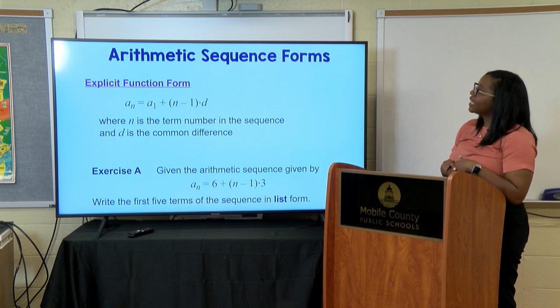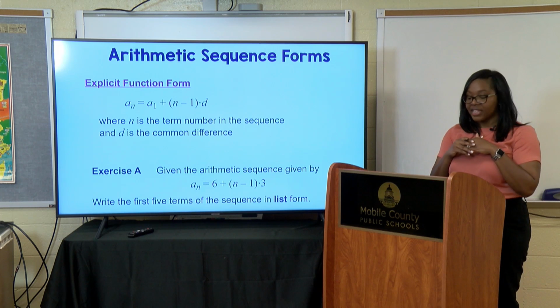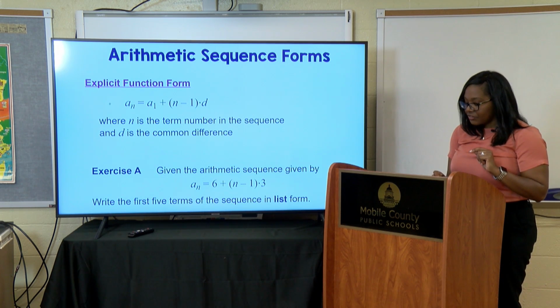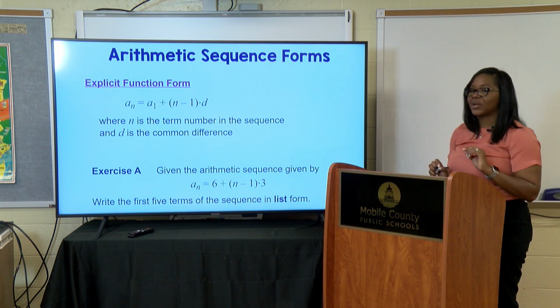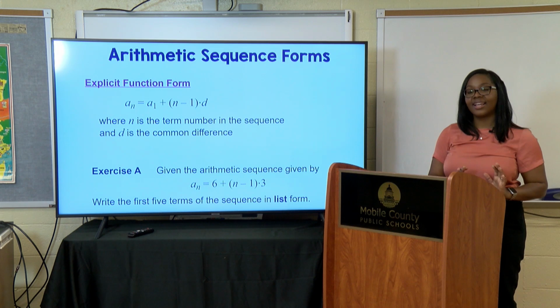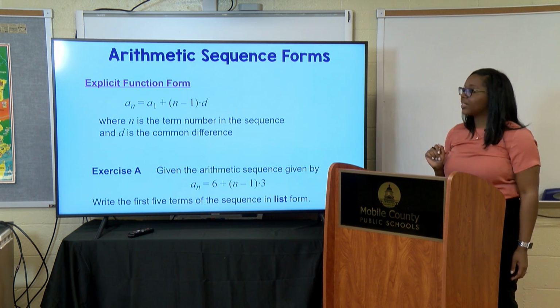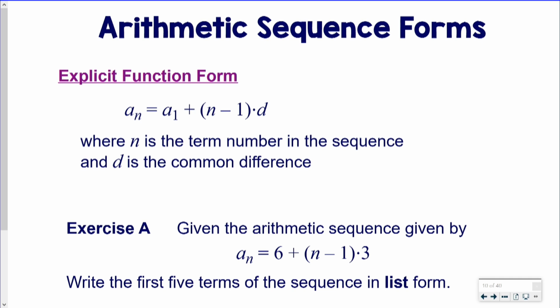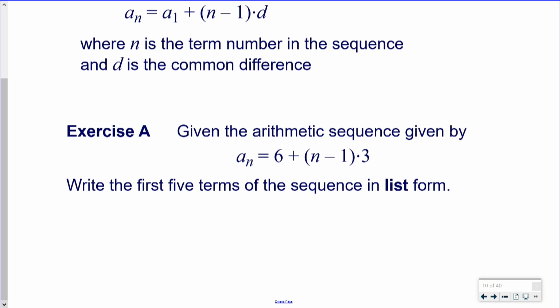So our arithmetic sequence form, we have explicit forms. Our explicit form is a sub n is equal to that first term plus the term value minus 1 times the common difference, where n is the term number in the sequence and d is the common difference. So let's very quickly take a look at how we can write the first 5 terms of the sequence in the list.